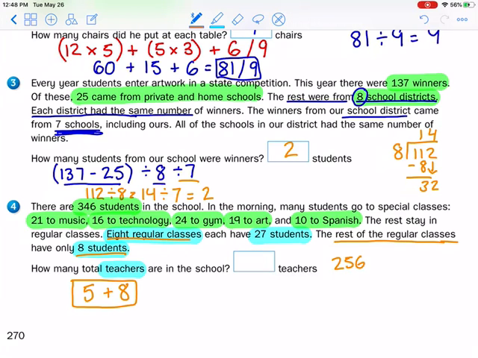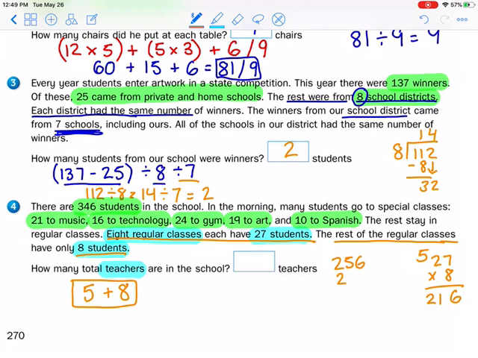We know that there's 8 regular ed classes that have 27 students. So you would do 27 times 8 to figure out how many students attend those classes, because then you have to subtract that from the 256. So 7 times 8 is 56. And then 8 times 2 is 16. Plus 5 is 216 kids participate in those 8 regular classes.